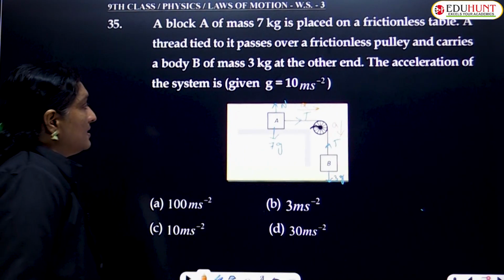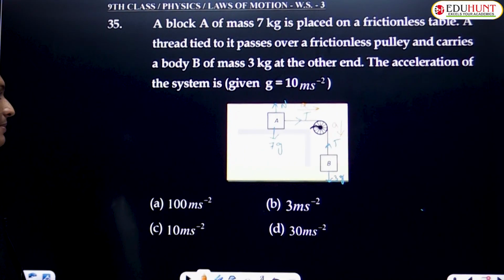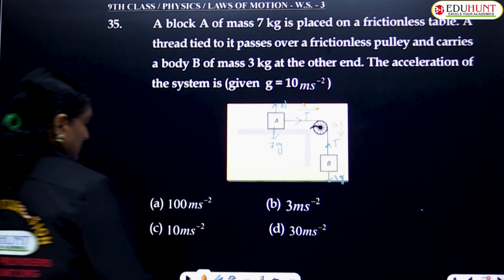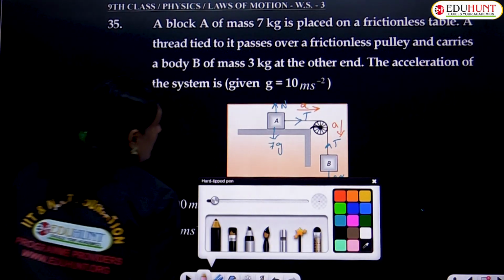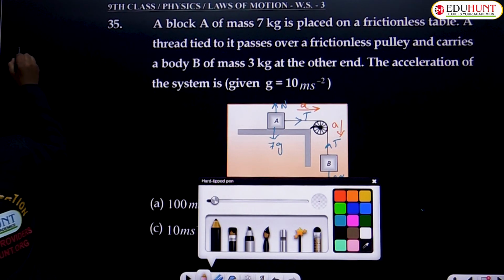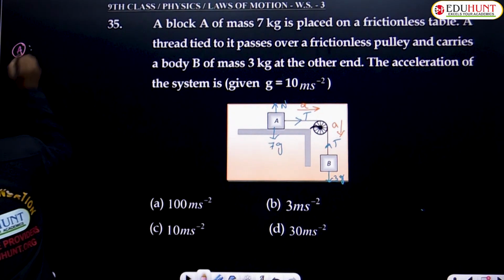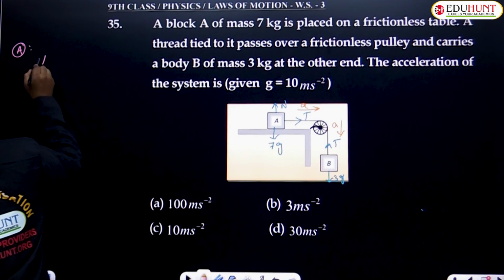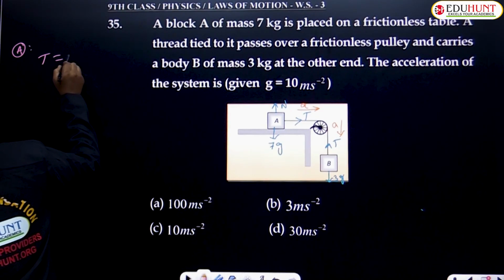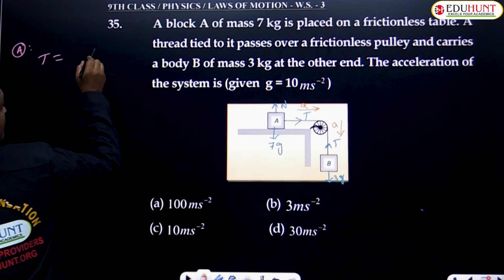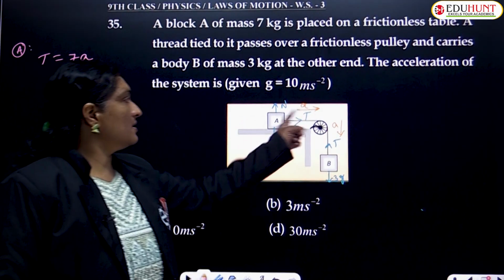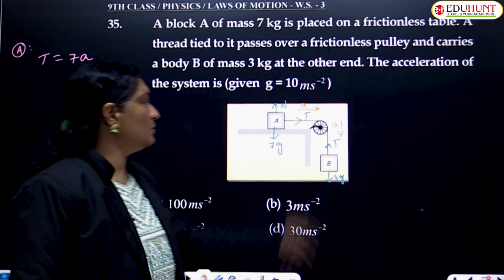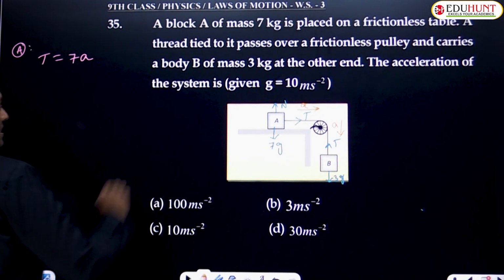So let us again consider the free body diagram and find out the acceleration of the system. First of all, if you consider the first body, that is body A, case 1 for body A, the tension acting in the system is nothing but mass of A. What is mass of A, children? 7 kg into acceleration. That's it. T is equal to mass of the body into a. Mass of the body is 7 kg.